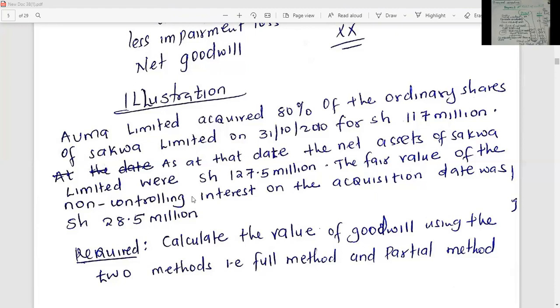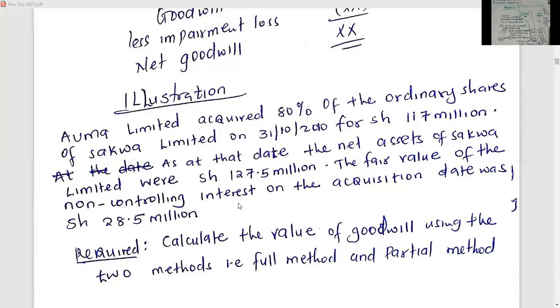Then you are told the fair value of the non-controlling interest on the acquisition date was 28.5 million shillings, which means that you will use which method? When you see the statement that the fair value of the non-controlling interest on acquisition date was 28.5, the applicable method is the full method. But in my case, I will use this example to compute for both full and partial.